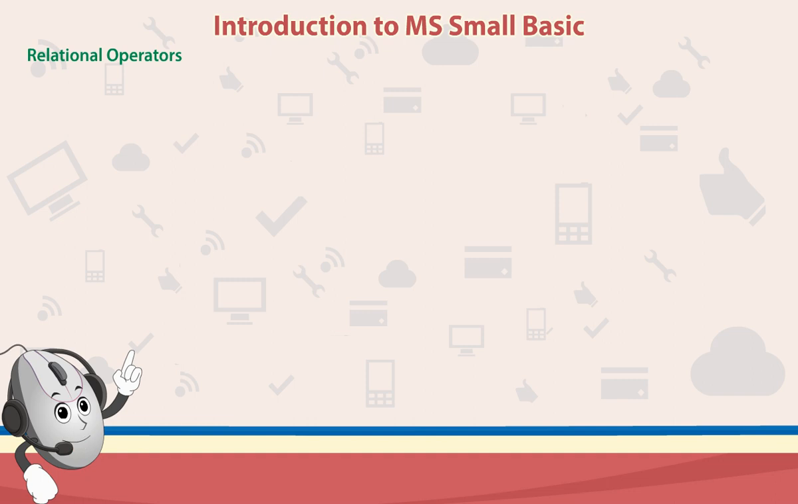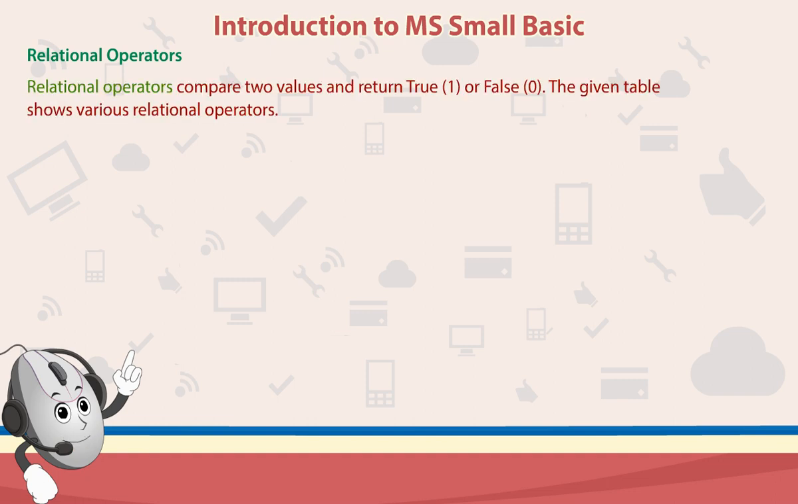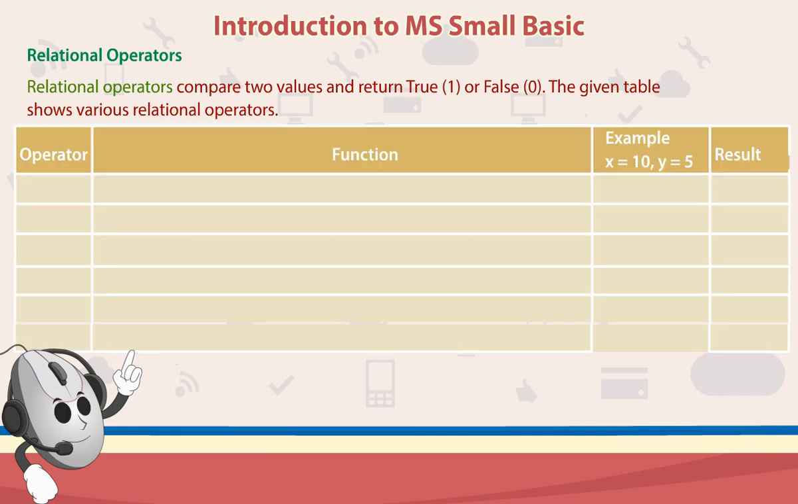Relational operators. Relational operators compare two values and return true (1) or false (0). The given table shows various relational operators. Operator, function, example, where x is equal to 10 and y is equal to 5. Result. Greater than. It checks if the first value is greater than the second value.